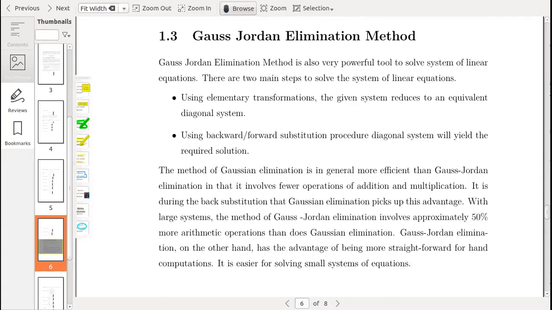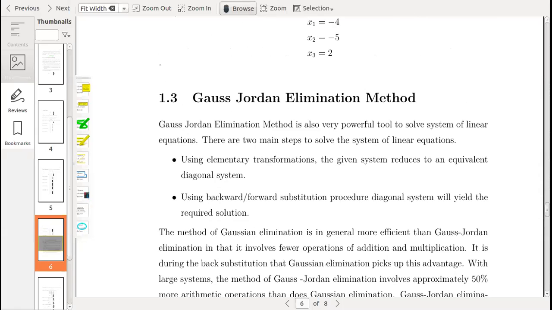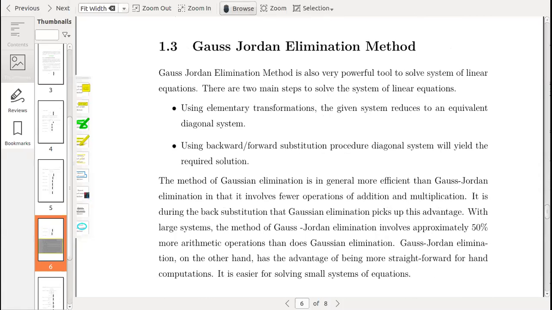And the Gauss-Jordan method is not so different from the Gaussian elimination method. The Gauss-Jordan method also involves two steps. The first step is using elementary transformations, the given system is reduced to an equivalent diagonal system.